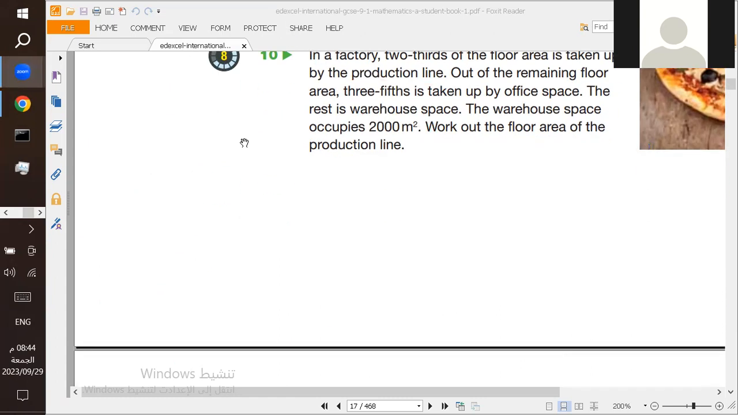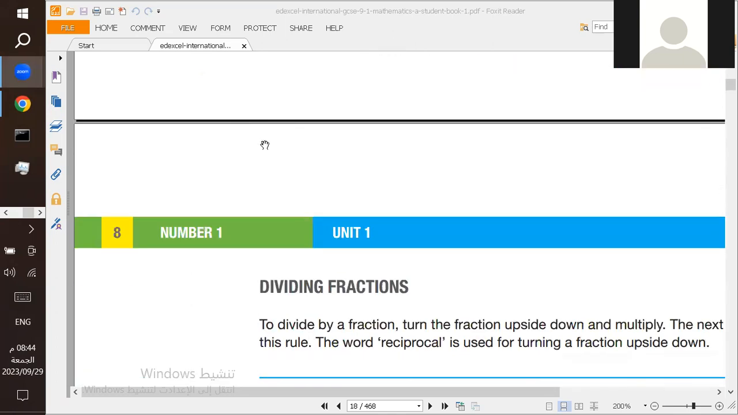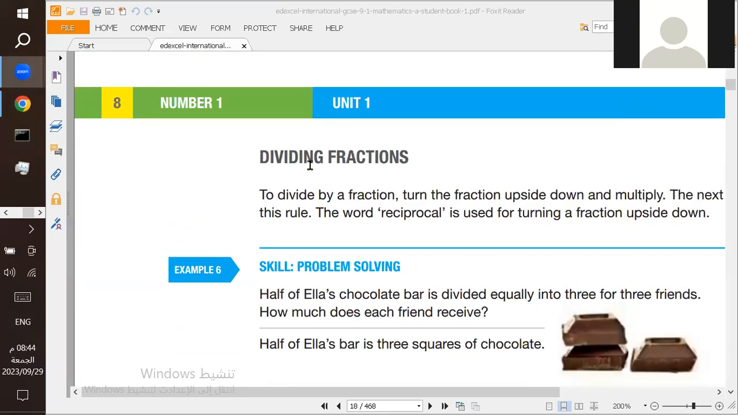Okay. Now, this is the final question for this lesson, and then we're going to talk about dividing fractions. Now, with dividing fractions, it's the same idea. I'm going to use the same rules of multiplying because I'm going to turn dividing into multiplying, because dividing is not easy to handle. We turn dividing into multiplying.